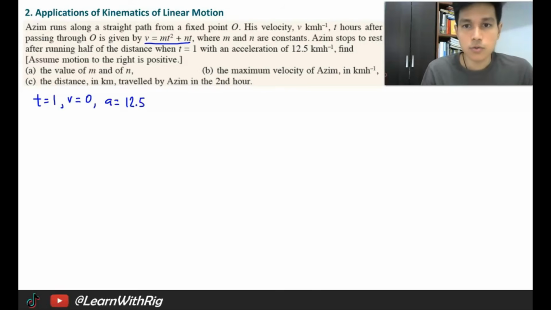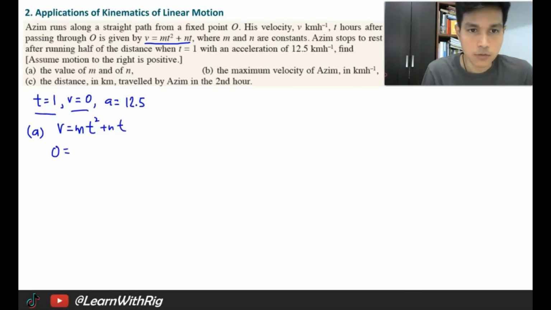Okay, so find the value of m and n. So they want you to find the value of what, m and n. So we have to use what they have given us. So the first condition is t equals 1, v equals 0. So we can straight away substitute into the equation. So v equals mt square plus nt, right? So v equals 0, t equals 1. So you get m plus n equals 0. Okay, so this is your first equation.